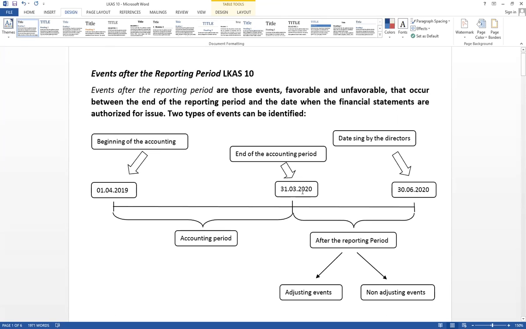End of the year 31st March 20. Beginning of the year 1st April 19. This is called accounting period. All the company, their financial statement should be sent to the company registrar on or before 30th September. Therefore, director sign on the financial statement before that.